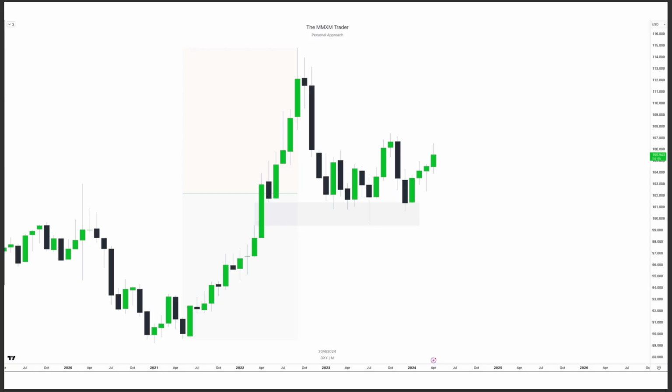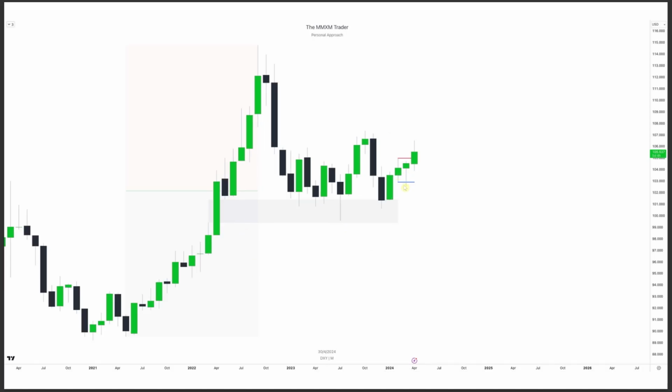We've got a DXY monthly chart over here. So let's outline the premium and discount, right? The premium up here and the discount here. We've got that key level outlined. We're going to be focusing on that swing, right?